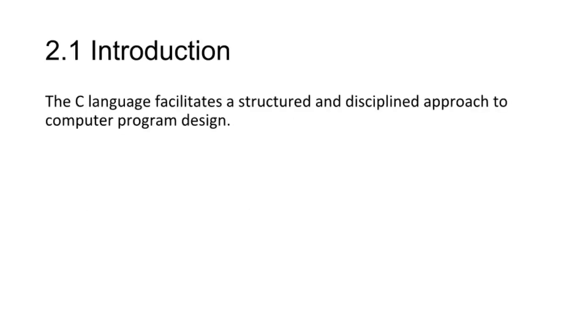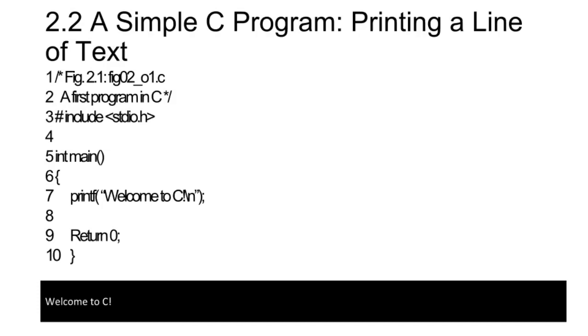Introduction. The C language facilitates a structured and disciplined approach to computer program design. In this chapter we introduce C programming and present several examples that illustrate many important features of C. Each example is carefully analyzed one statement at a time. C uses some notations that may appear strange to people who have not programmed computers. We begin by considering a simple C program.